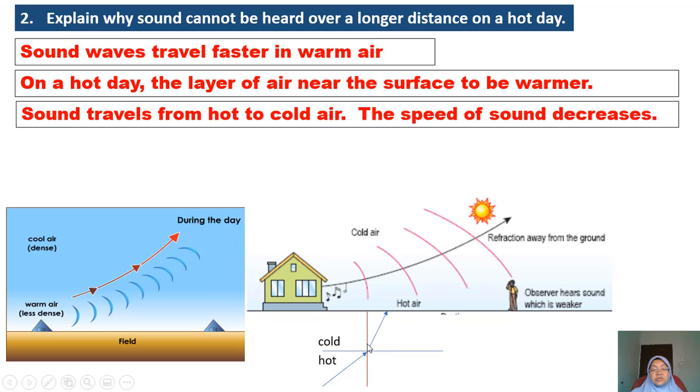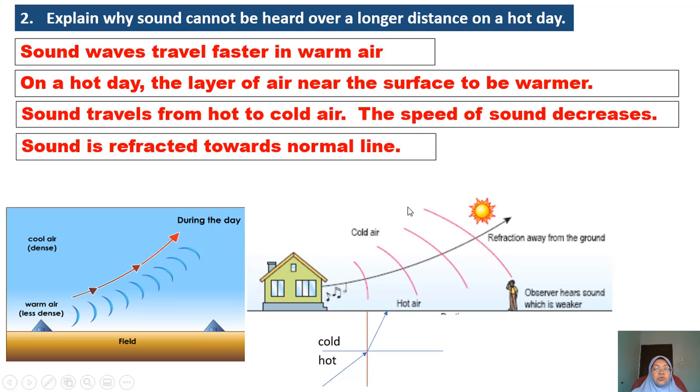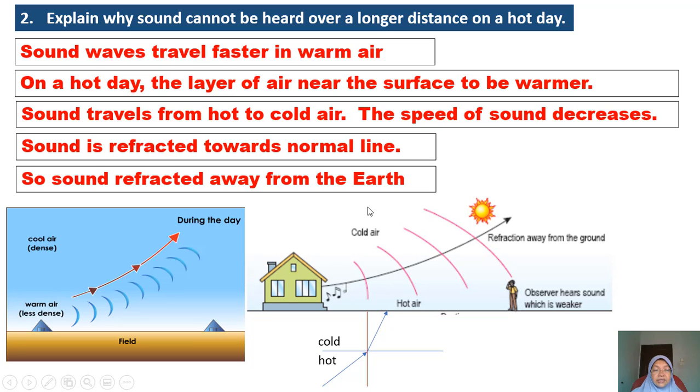When the speed of sound decreases, as we look here, this is the boundary for hot and cold. This is the normal line. So it will be refracted towards the normal line, and the sound is refracted away from the Earth. This is the man here. You cannot hear the sound because the sound is moving away from the Earth. Same thing as in this picture.